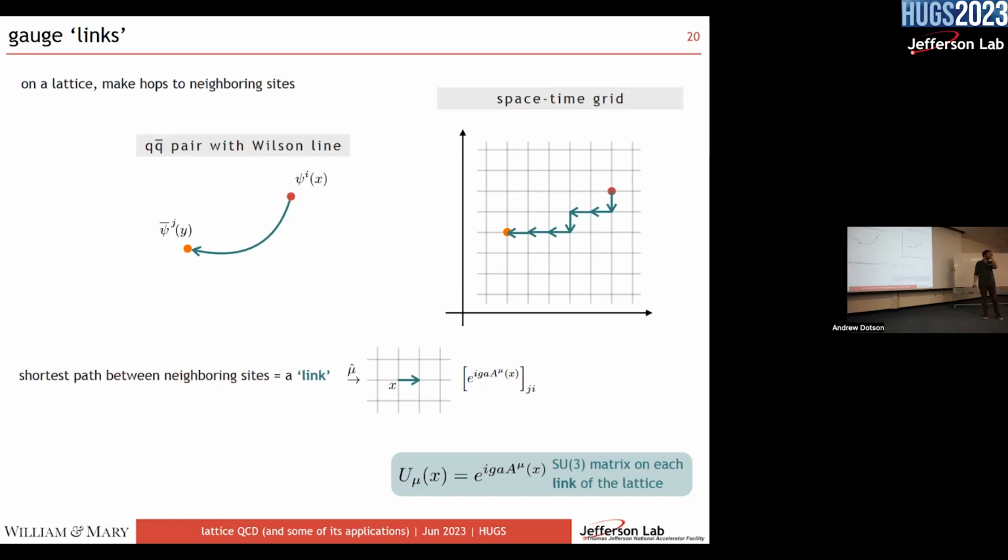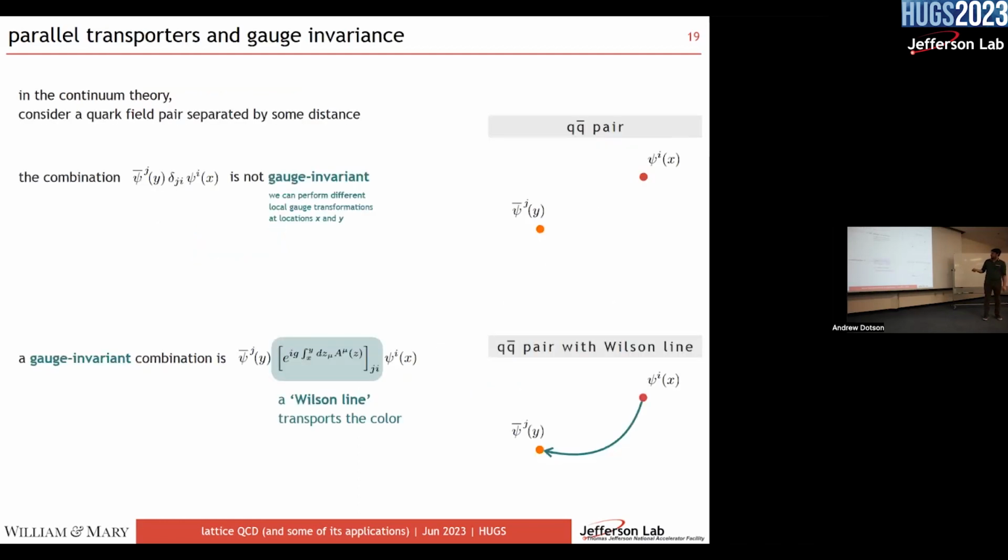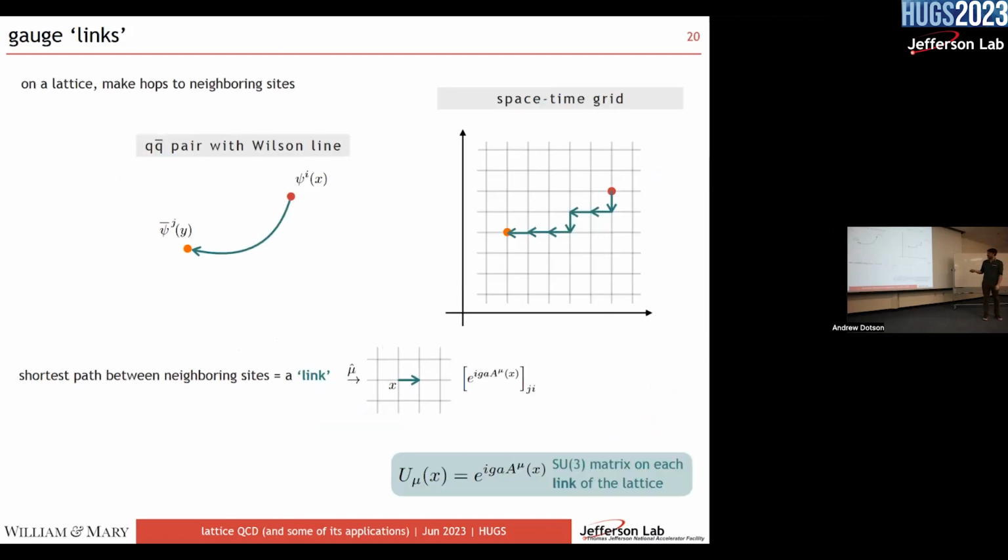And that's the minimal possible Wilson line. And from the fact that this was an integral, you now realize this integration sort of goes away if you're just dealing with one link, and it's just replaced by the distance, which is a. So the link is this. It is just the exponentiation of the gauge field.